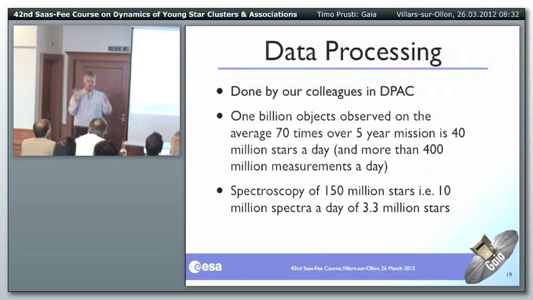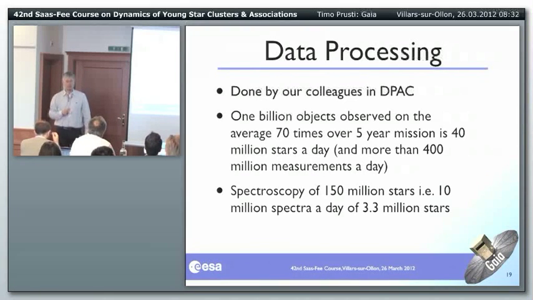Spectroscopy, smaller field, 150 million stars. We are talking about 10 million spectra a day of 3.3 million stars. If you have a ground-based program, I think if I take the Chinese LAMOST, the idea is 10 years to do 10 million stars, I think.